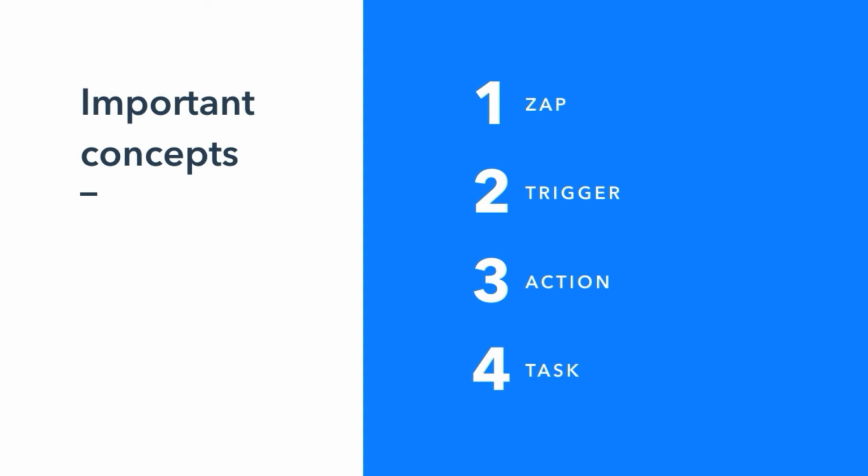In our integrations, the actions will be create new spreadsheet row and create new card. The concept of task is really simple. Each piece of data we run through our Zaps counts as a task. So let's suppose we add 10 rows to our spreadsheet and create 10 new cards, we run 10 tasks. It's very important to keep track of the number of tasks you run because of the Zapier plan limits.